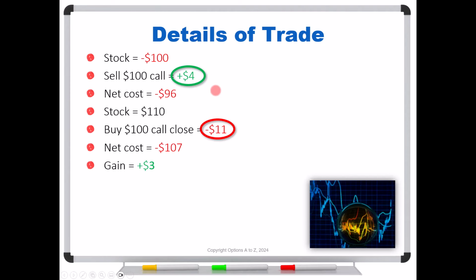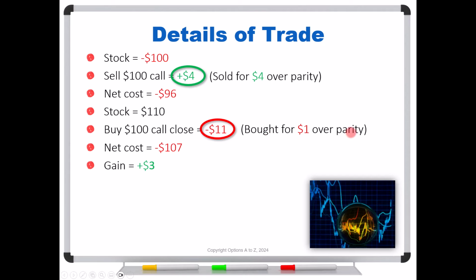But watch what happens when we look at things in terms of parity. You sold it here, it was at the money, so that is $4 over parity. And when you bought the $100 call to close, the stock was 110. We know the option's got to trade for at least 10, but it's trading for 11. So you actually bought it for $1 over parity.